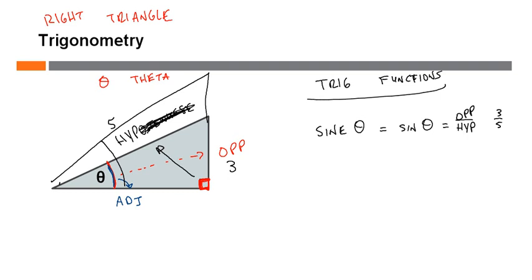When you do the second trig function right here, this is called the cosine, abbreviated down to COS theta, and that's adjacent over hypotenuse.